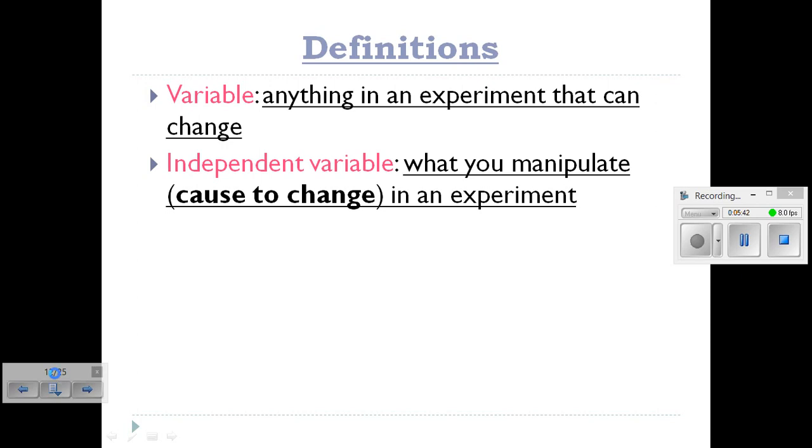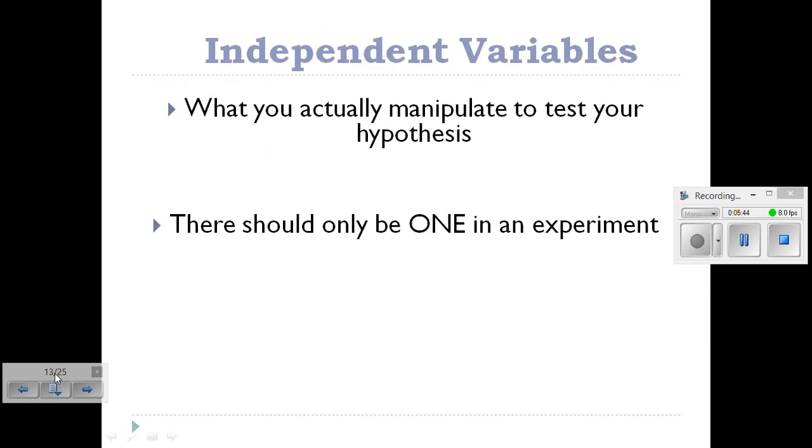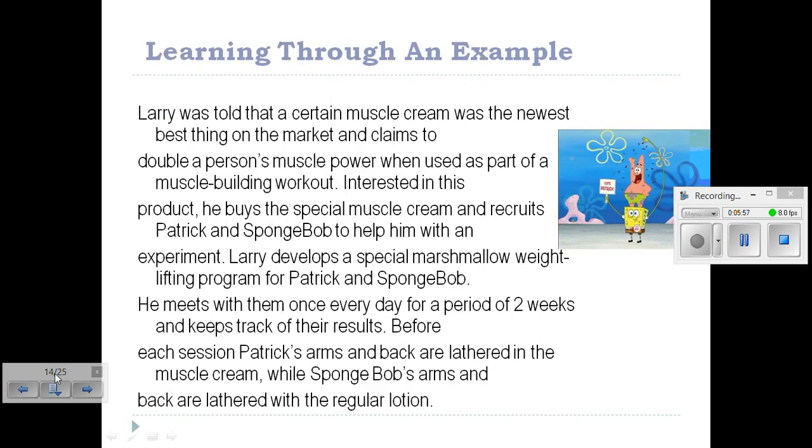Now let's talk more about this independent variable. They are what you actually manipulate to test your hypothesis. There should only be one in an experiment. Let's try learning through an example.